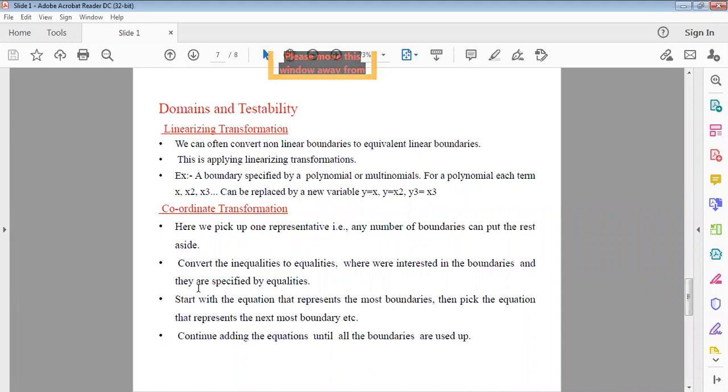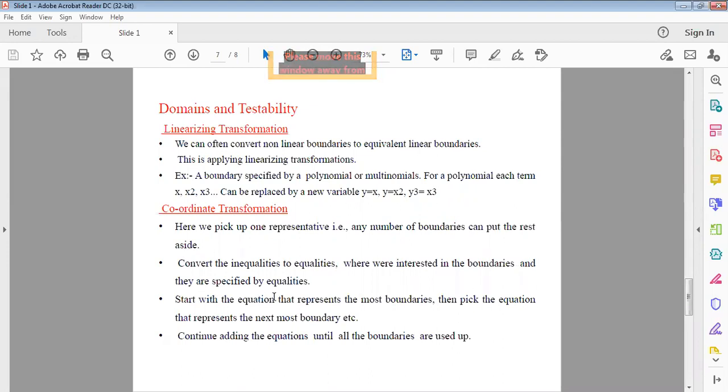on each input value to a particular equation, and we will consider the boundaries about that, and they are specified by the equalities. So based upon those equalities, it will check the boundaries and represent the coordinate transformation. Generally, inequalities have to be converted into equalities, where we are interested in the boundaries and they are specified by equalities.